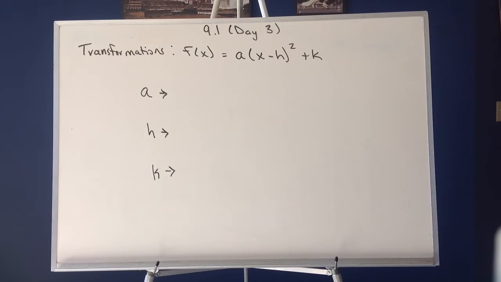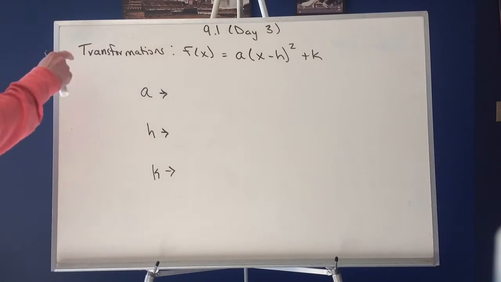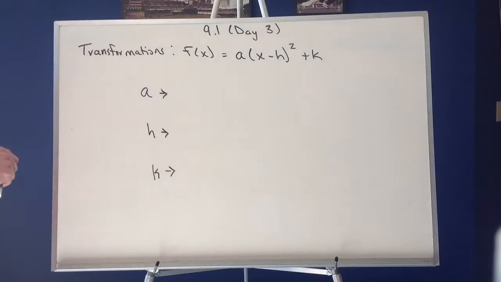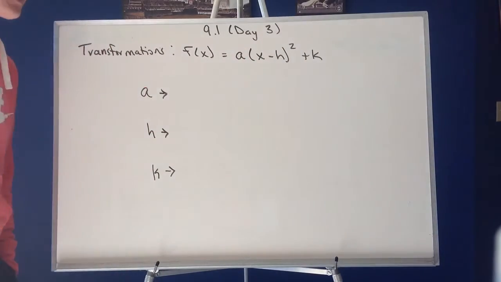Hey guys, today we're going to do kind of a review of all of our transformation stuff we did at the end of last week. We'll do a couple new examples as well, but just kind of reviewing all the transformations. Okay, so for our transformations, remember it does have to be in vertex form. Have to have an A, have to have an H, and have to have a K.